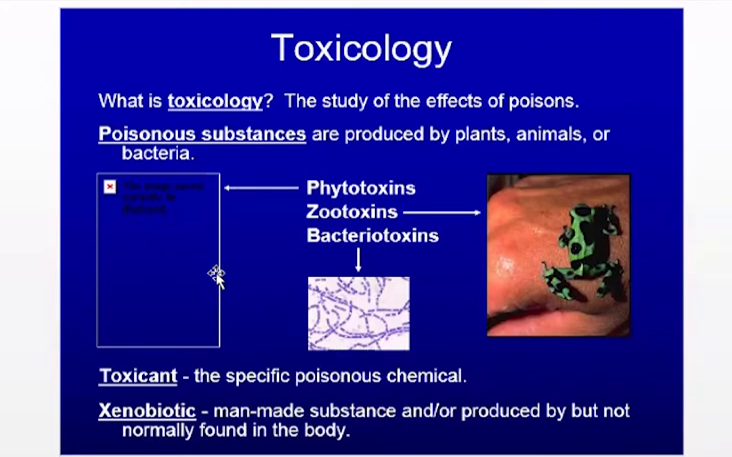So there are terminologies that we're going to find in toxicology, and specific poisonous chemicals are commonly known as toxicants in toxicology. Then there are certain substances that are man-made substances and or produced by, but not normally found in the human body. If they are not found in the human body, but they are man-made substances and they are poisonous in nature, they are known as xenobiotics. So you need to know some of these terminologies as you study toxicology.